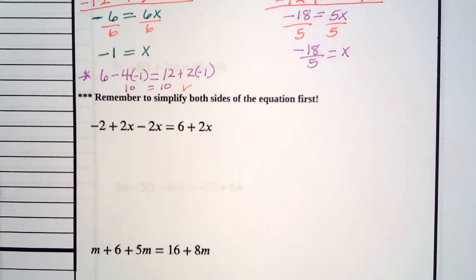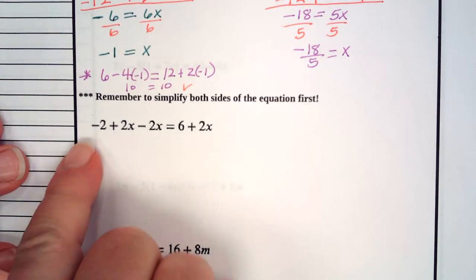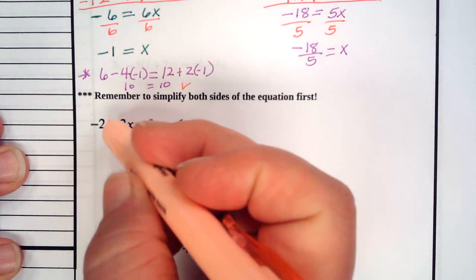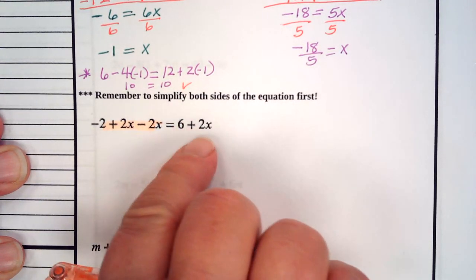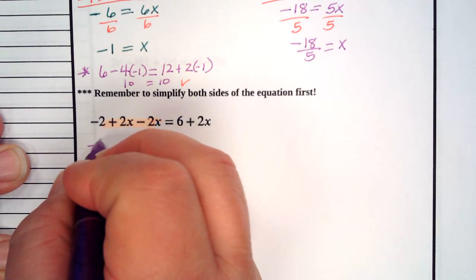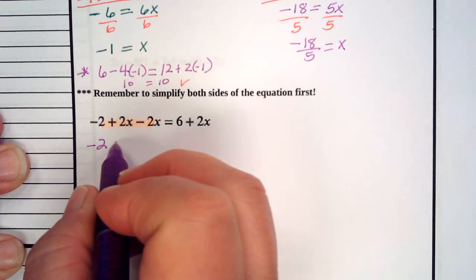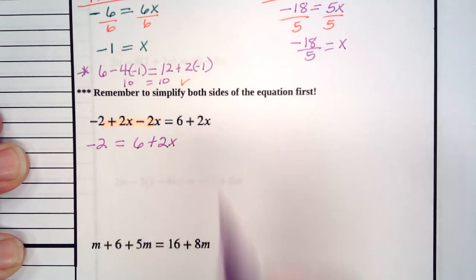Remember, we've got to simplify both sides of the equation first. So as I'm looking at the first problem, negative 2 plus 2x minus 2x. These are like terms. I've got to simplify them first. 6 plus 2x. No like terms. Bring down your negative 2. 2x minus 2x is 0. Negative 2 is equal to 6 plus 2x.